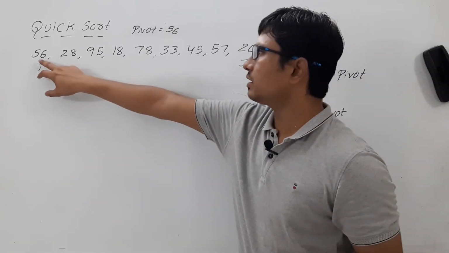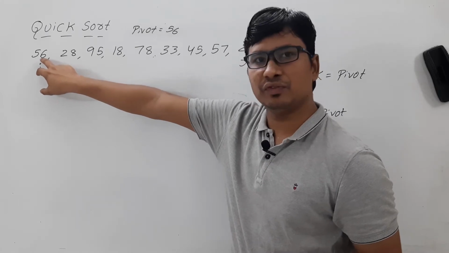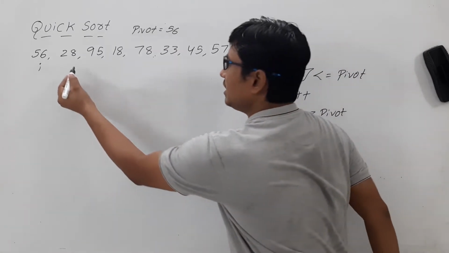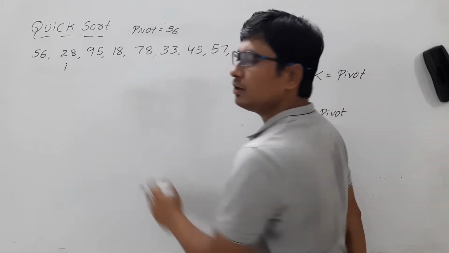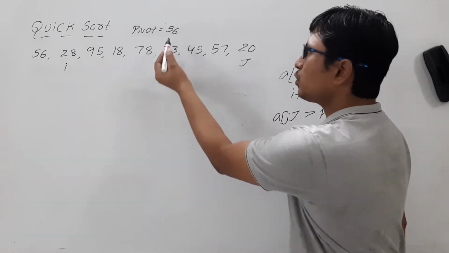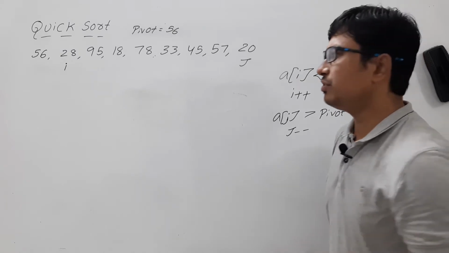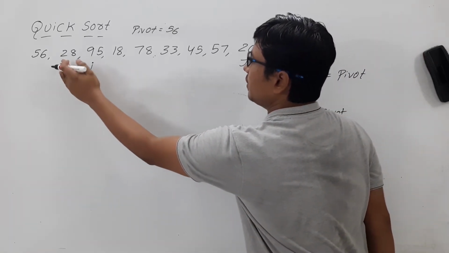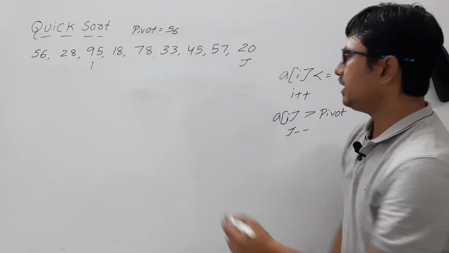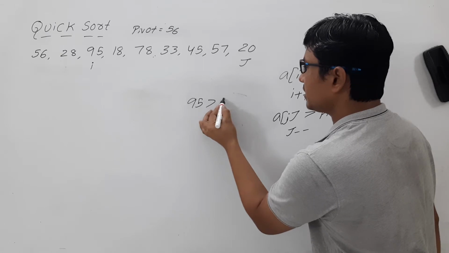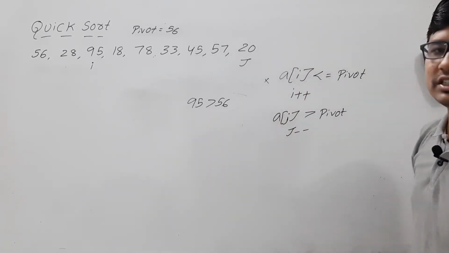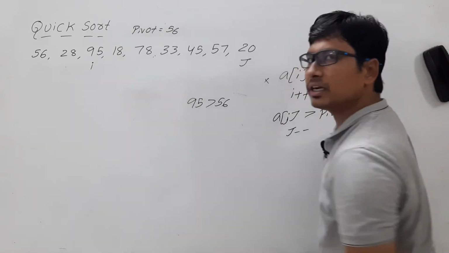Now if you look at it, a of i is 56. 56 is less than or equal to 56, so I will increment the i value. Are you able to understand? Now i is pointing to the value 28. 28 is less than 56, so I will increment the i value. Now we got the next value as 95. 95 is greater than 56. So what can I say? This condition is not satisfied. If this condition is not satisfied, I will not increment the i value.